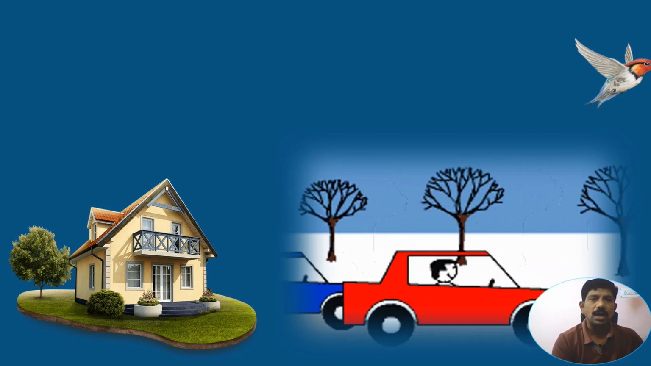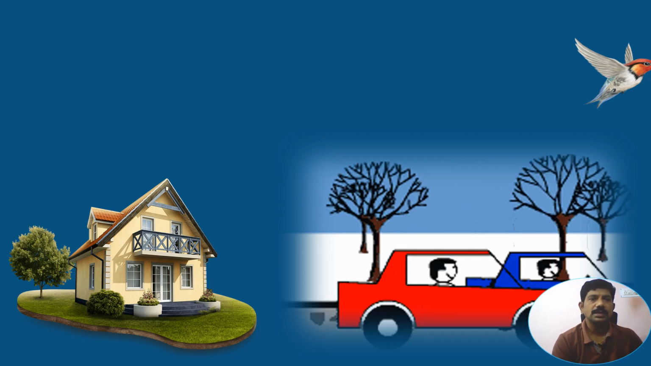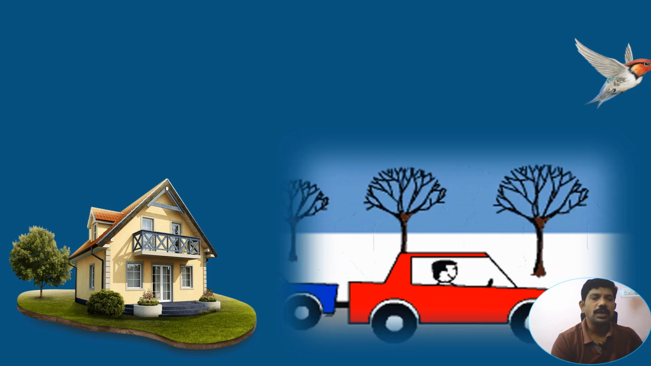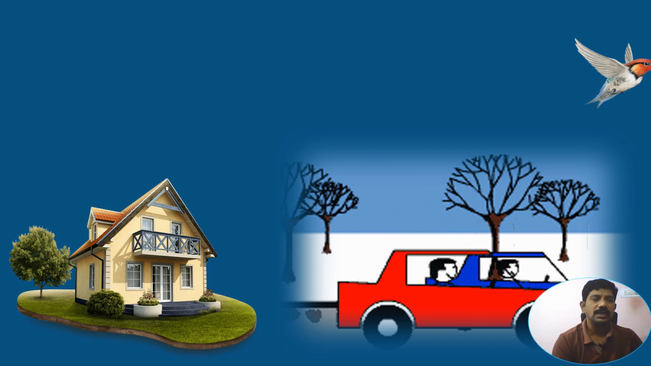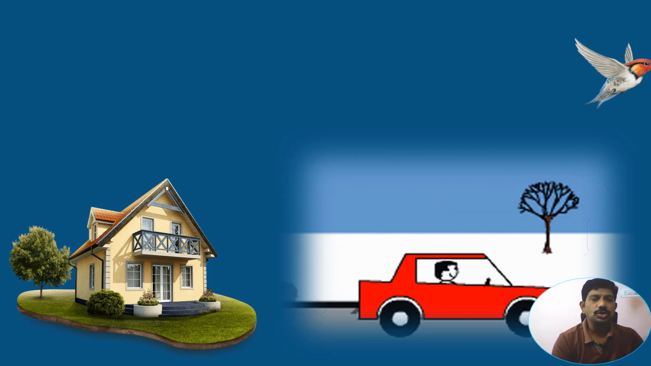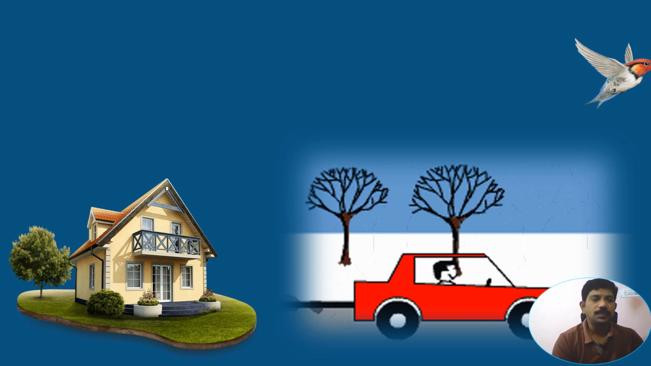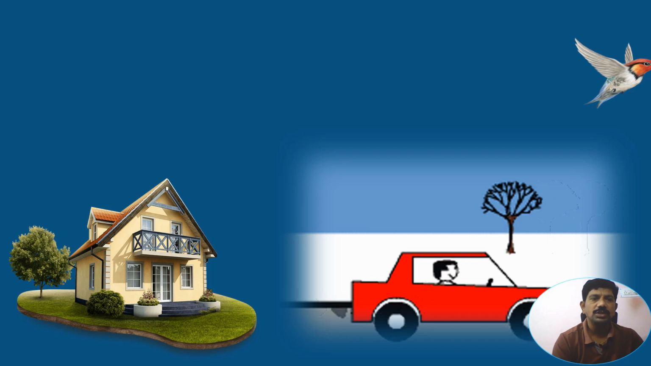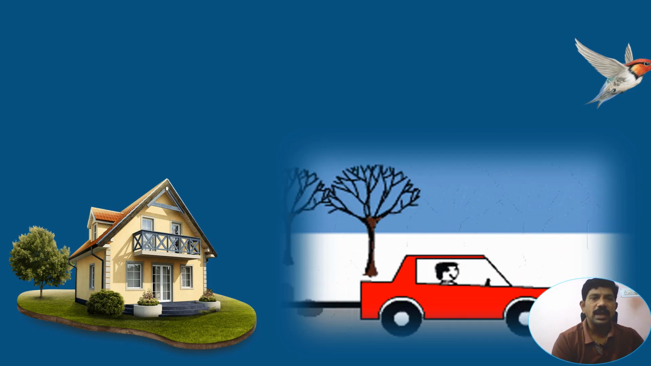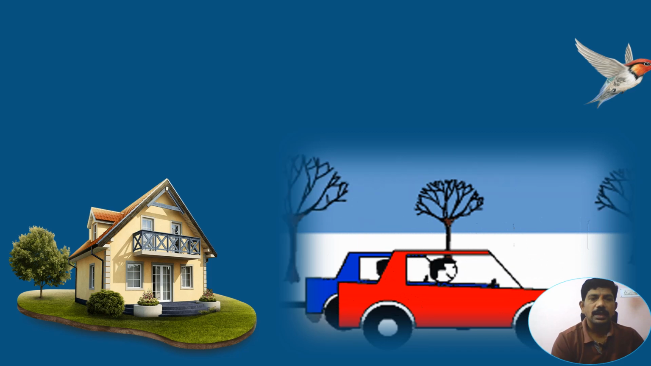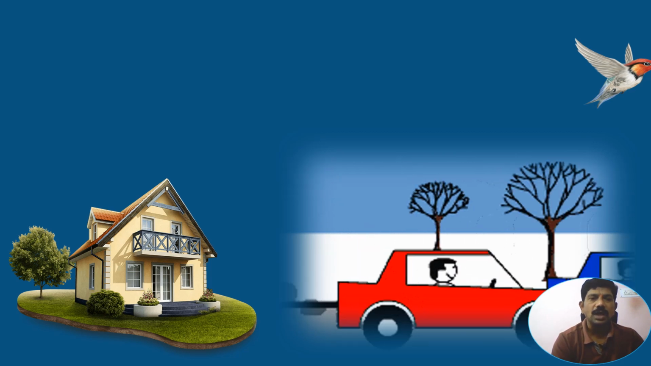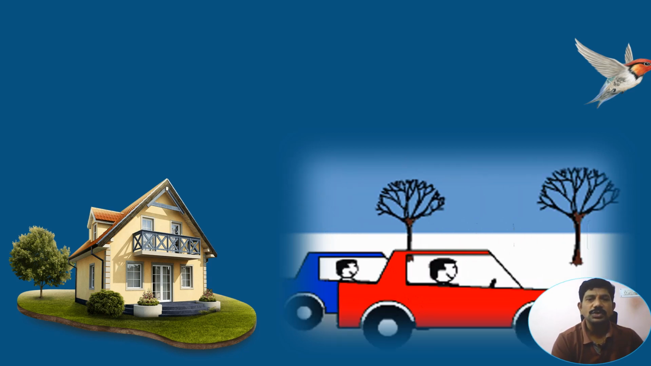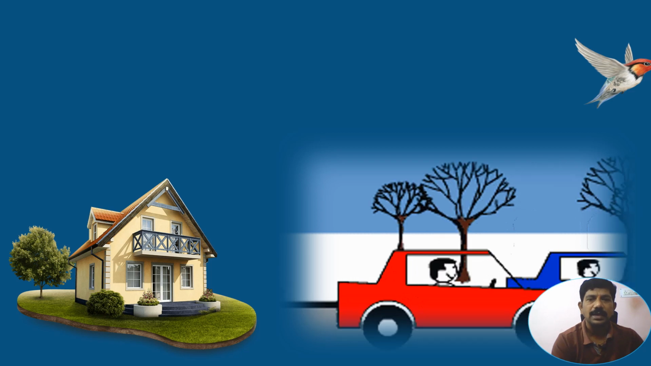If you observe all these things, the house is at rest and the tree is at rest. How can you say the house is at rest and the tree is at rest? When the position of an object with respect to other objects around it does not change. Observe this one. This is the tree and this is the house. The position of the object is not changing with respect to time, with respect to the surrounding objects. So then we say that the house and the tree are at rest.